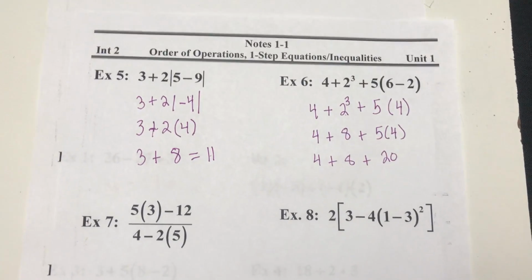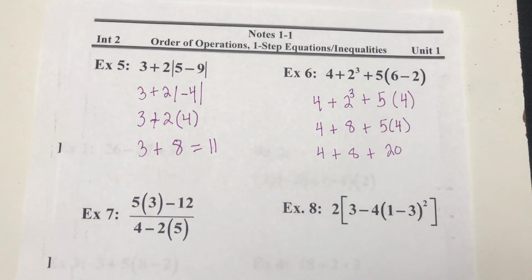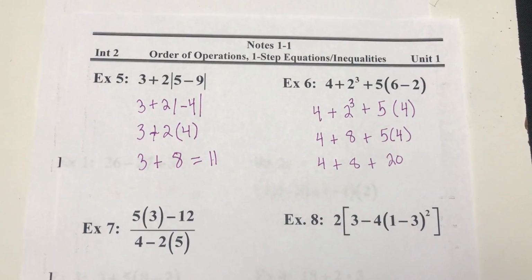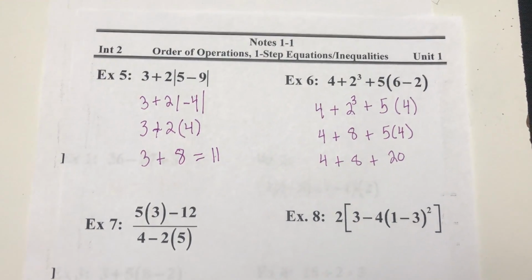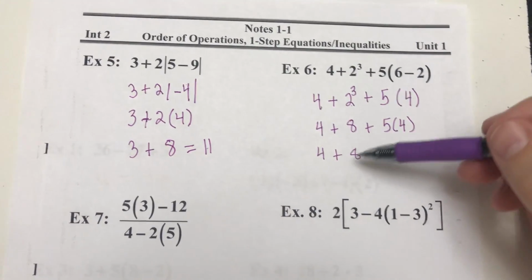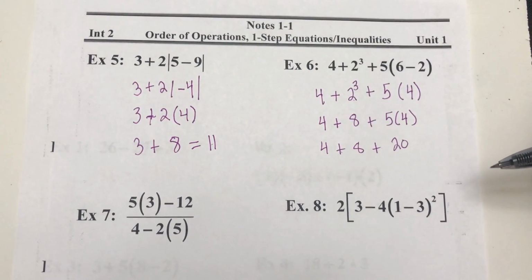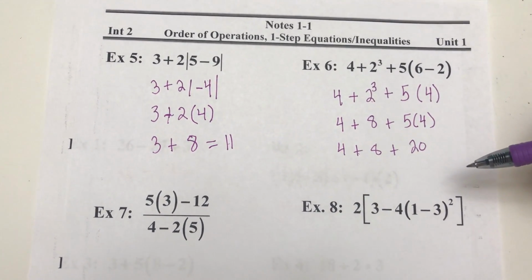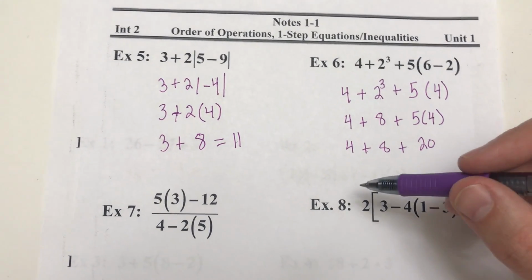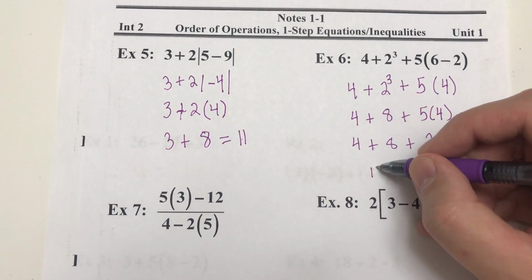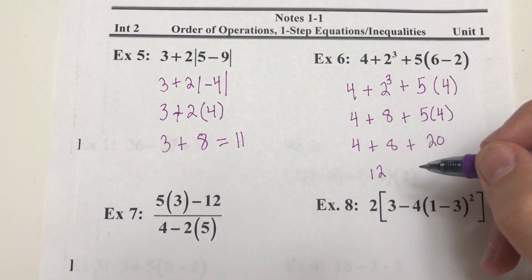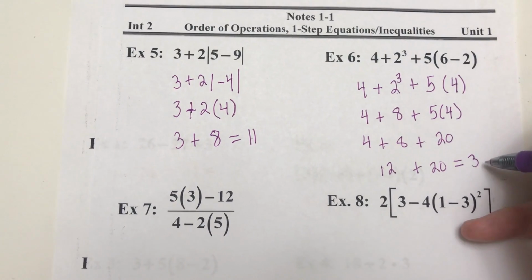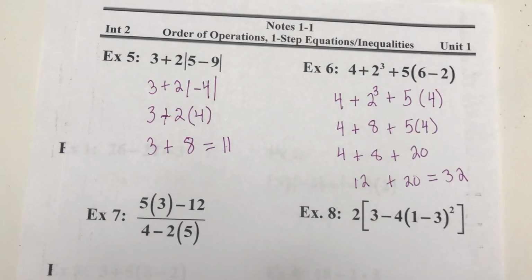Four plus 8 plus 20 is all that remains. We should do the addition from left to right as our final step. There is no subtraction, but in this case, when there is only addition, the commutative property applies, so we could actually add these in any order and still get the same result. 4 plus 8 is 12, added to 20 equals 32.